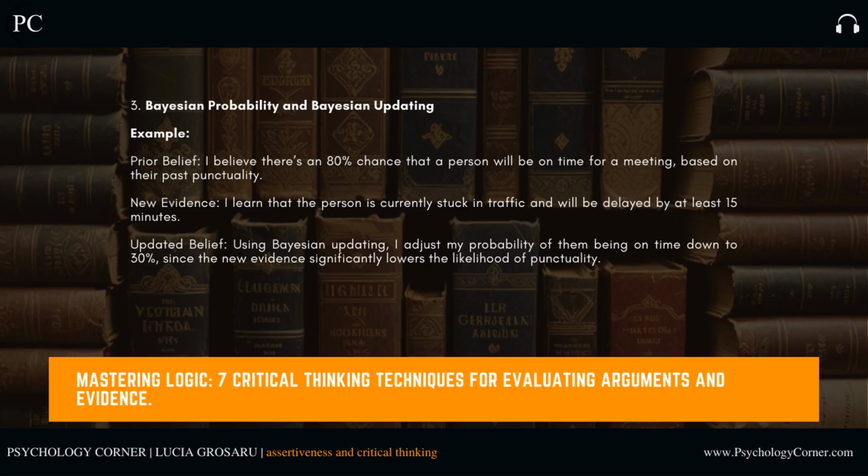Example, prior belief. I believe there's an 80% chance that a person will be on time for a meeting based on their past punctuality. New evidence. I learned that the person is currently stuck in traffic and will be delayed by at least 15 minutes. Updated belief. Using Bayesian updating, I adjust my probability of them being on time down to 30%, since the new evidence significantly lowers the likelihood of punctuality.